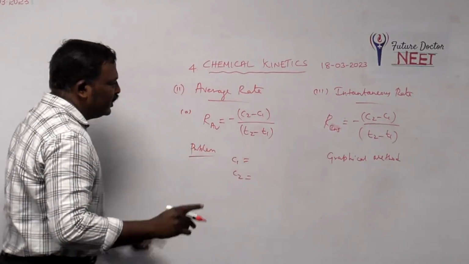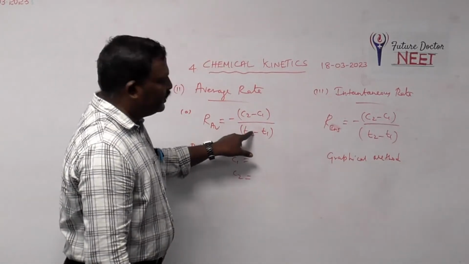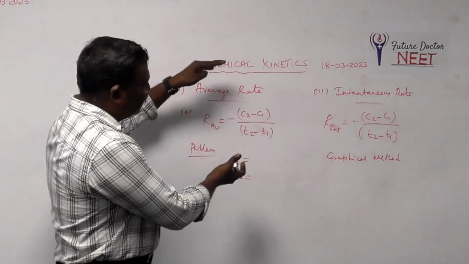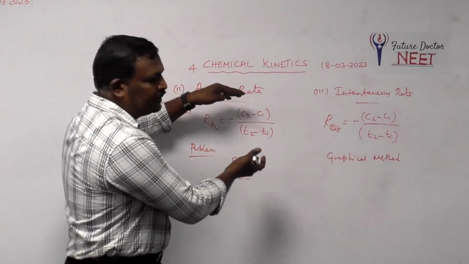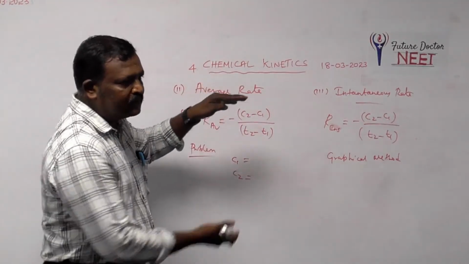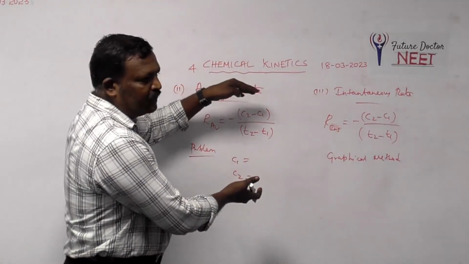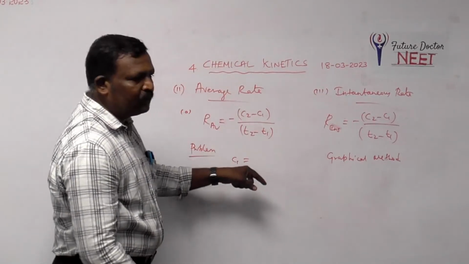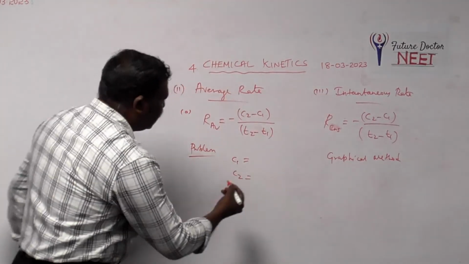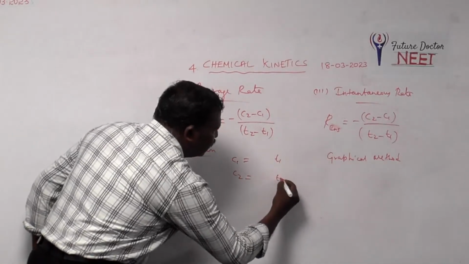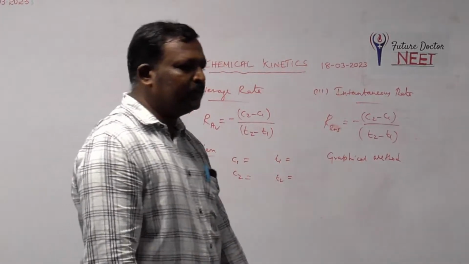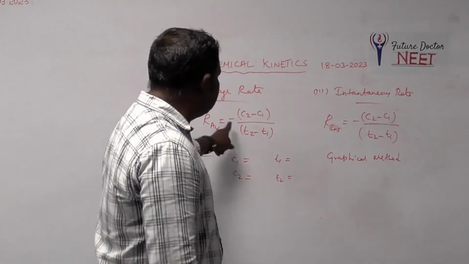Time, sometimes only one time interval they'll give. Then we consider initial as what? 0. For the whole reaction to complete, how many seconds has it taken? 25 seconds. So initially it is considered 0, and finally it is considered 25 seconds. Understood? Then T1, T2. If you know all this, you can substitute here. We can get the answer.